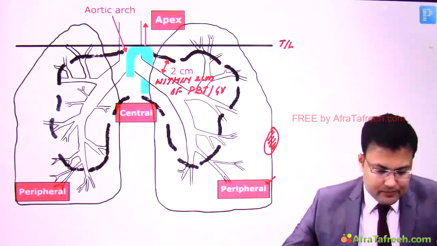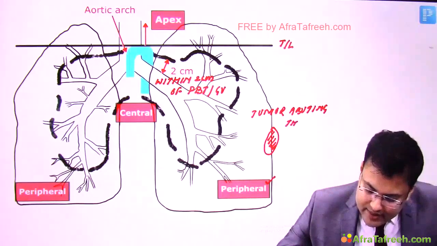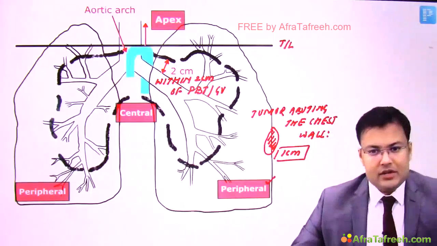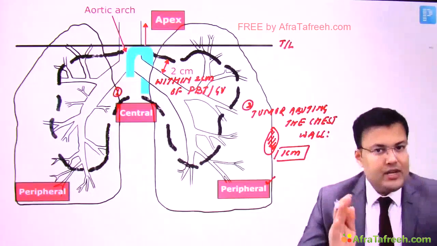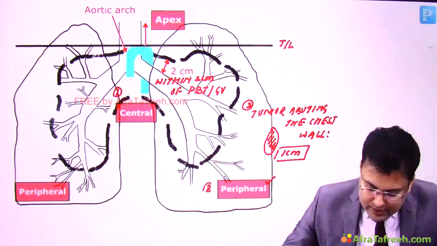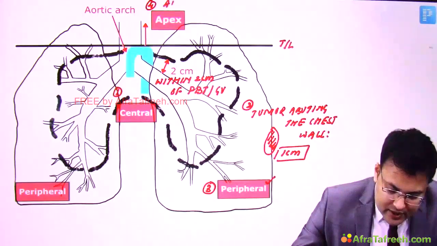Now see, tumor abutting the chest wall. This tumor abutting the chest wall is located within 1 cm of the chest wall. And whatever tumors are located between central and tumors abutting the chest wall, those tumors are known as peripheral tumors. And what are the apical tumors?